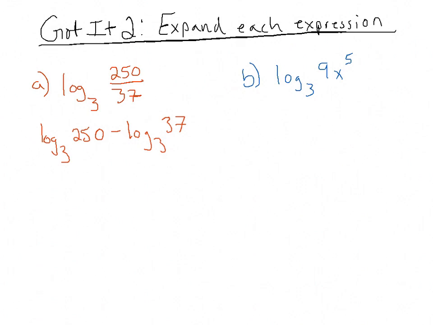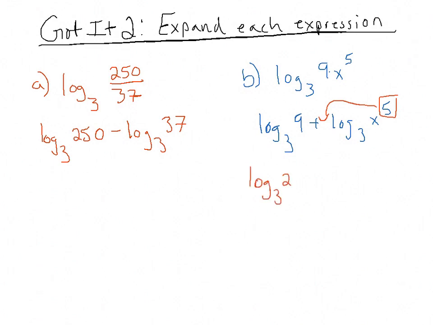So if we look at the second one, again, log base 3 of 9x to the power of 5. Now let's look at this. This has a few different things. This is 9 times x to the 5th. So this multiplication means that we can separate it as the product property. So log base 3 of 9 plus log base 3 of x to the 5th. Now we're not done with that, because remember, when we have an exponent in the logarithm, we want to take it to the front. So we're going to have log base 3 of 9 plus 5 times log base 3 of x.